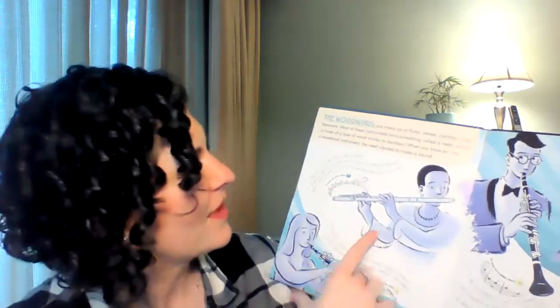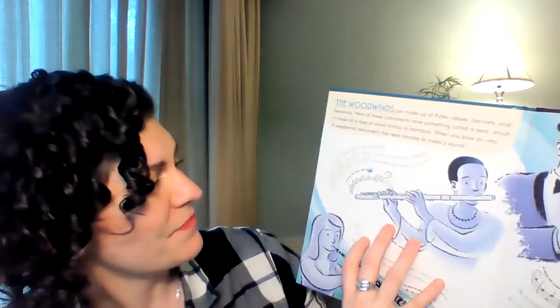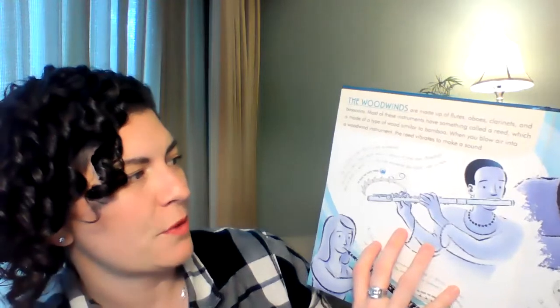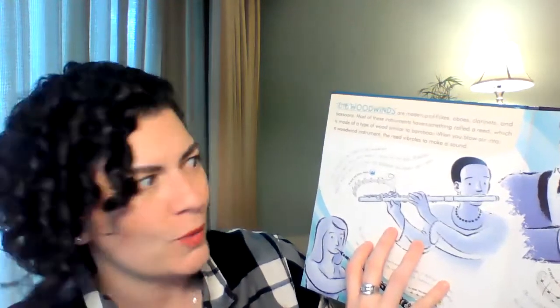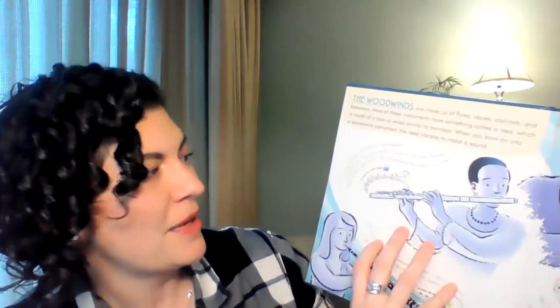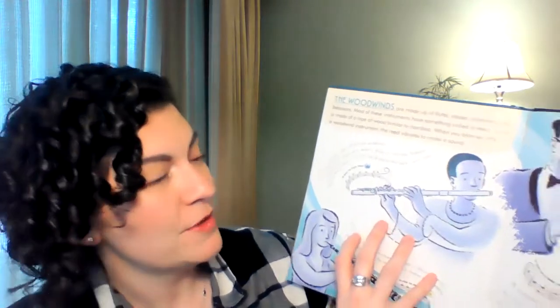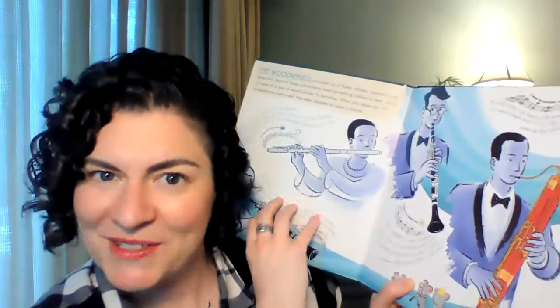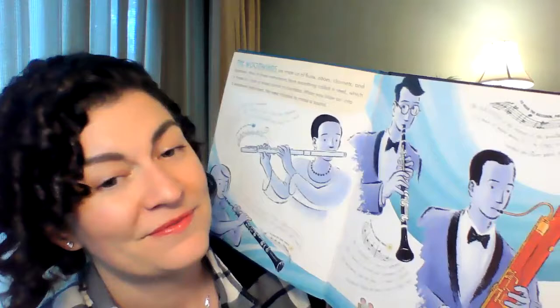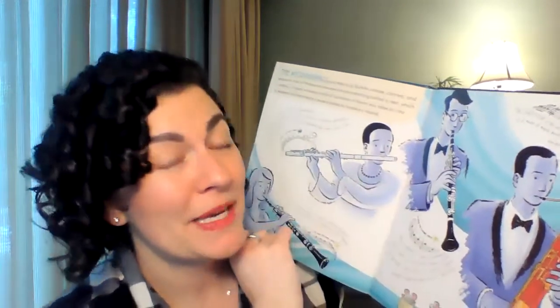The flute. The flute is the oldest of the woodwinds. In ancient times, flutes were made of wood or even bone. Nowadays, they're made of metal. It is the only woodwind that doesn't use a reed. Let's listen to the flute. Got pretty high pitch, doesn't it?